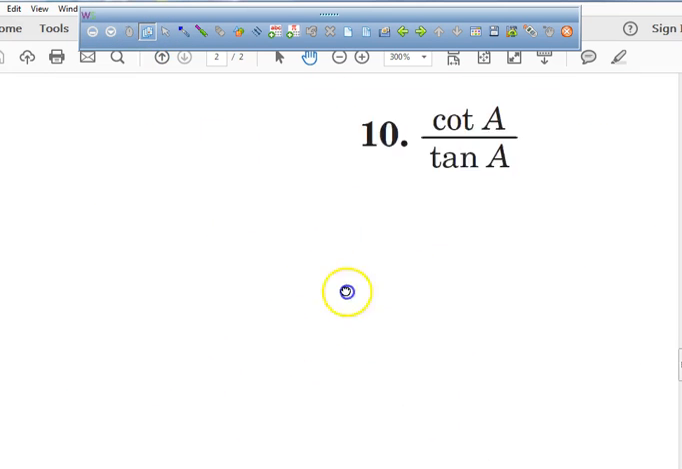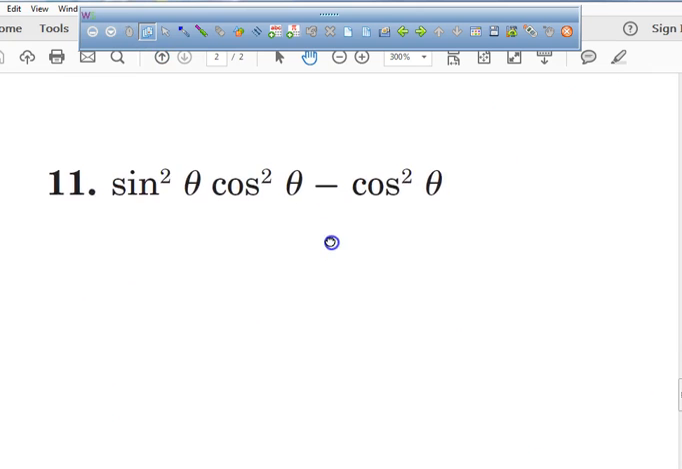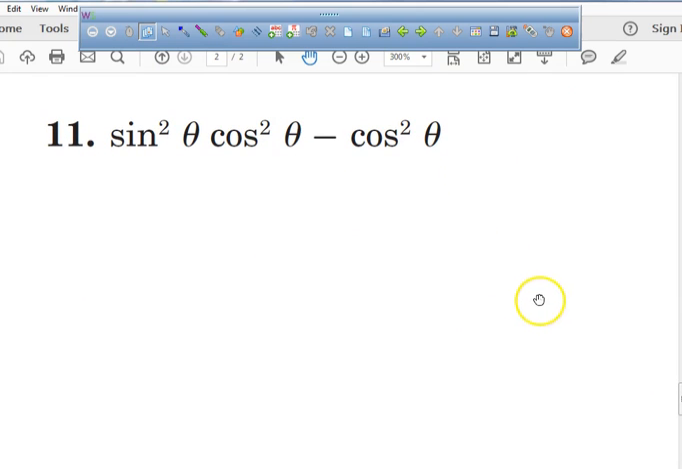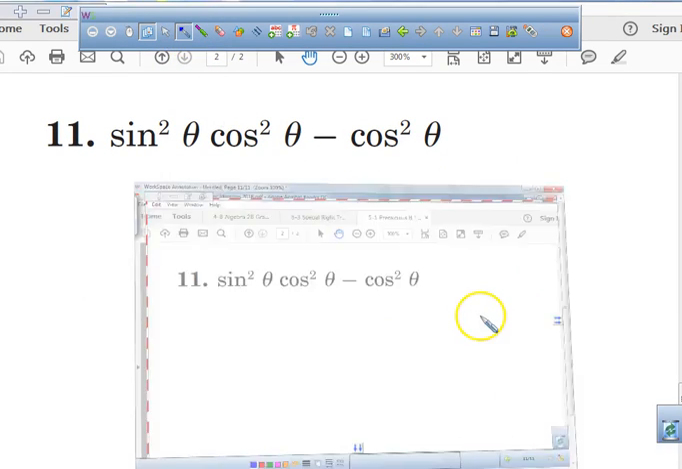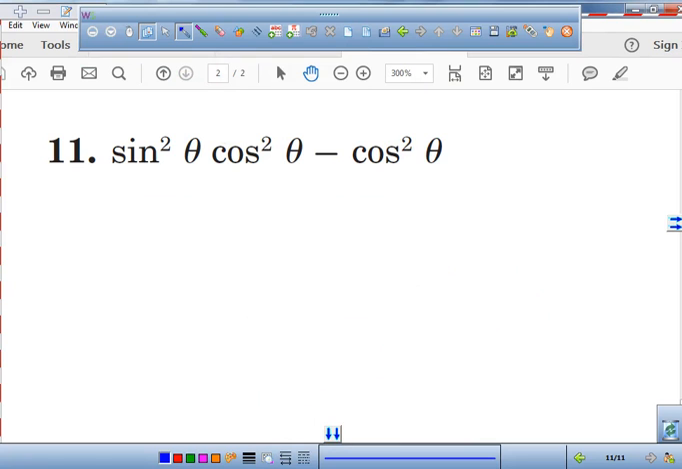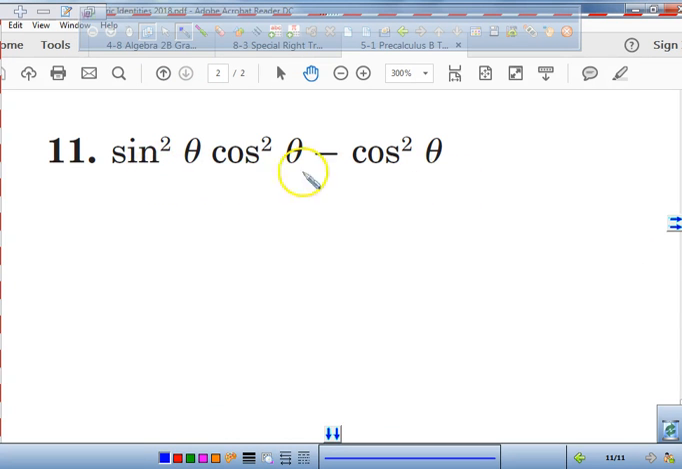All right, now I'm going to start the next problem, and I'm going to see if you guys can complete it. Okay? So here's what I'd like you to do. Last problem we're going to work on right here. Does anybody see any common factors in this particular problem? Any common factors? Cosine squared. So take out cosine squared. Okay? So we're going to take out cosine squared of theta right here.